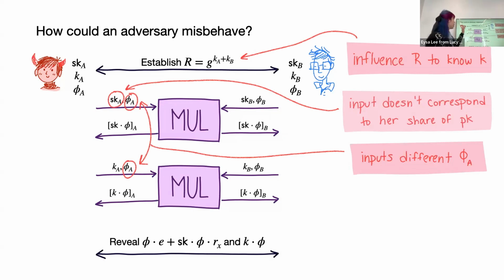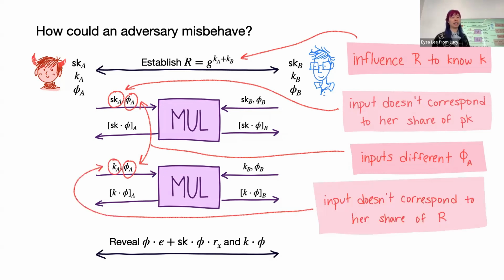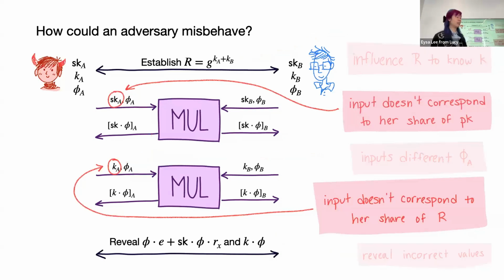Or notice that this phi value is used in both multipliers. Maybe it uses inconsistent phi's. And maybe she tries to use a share K that doesn't correspond to R. And finally, she could try to reveal incorrect values. So these three, influencing R, different phi's, and revealing incorrect values, those are standard, a little bit easier things. So we're not going to talk about how to do them.